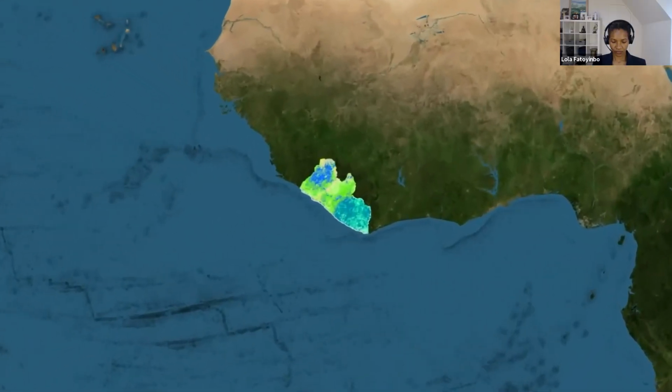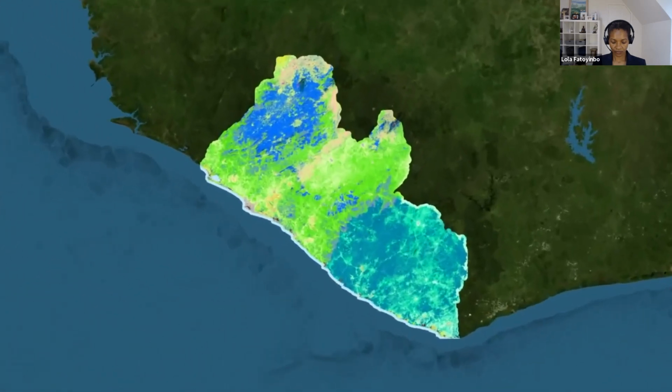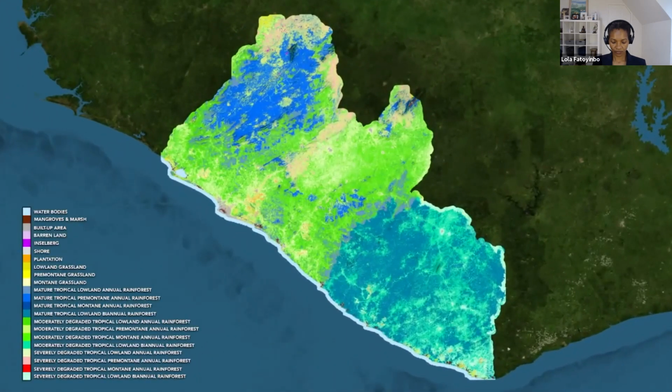The government of Liberia formally adopted this map as the basis for the national system of ecosystem accounting. So it is a huge deal for us because this map will essentially serve as the starting point for them, not only for ecosystem accounting, but for other conservation and planning efforts as well.